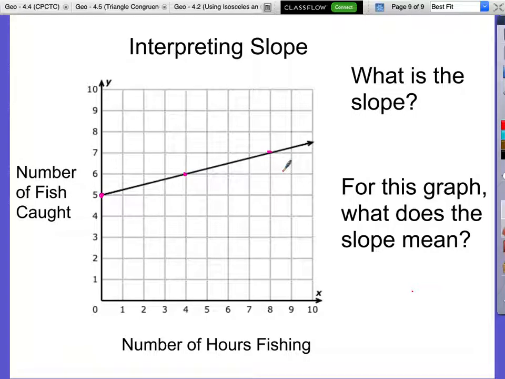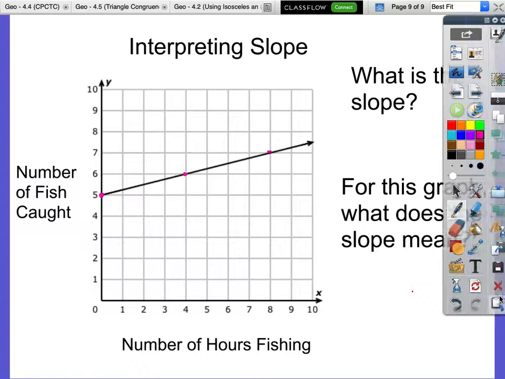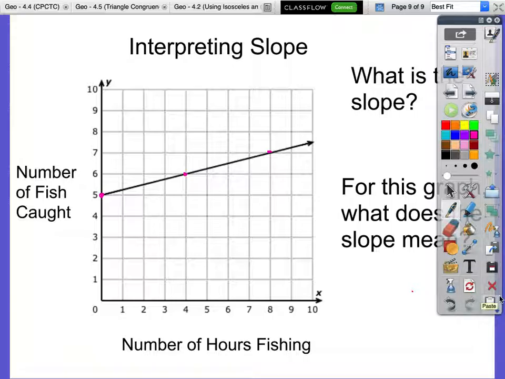Voices off. Class, voices off. Josh is going to come up and do this one. Let's go, Josh. You can bring your paper up if you want. You don't have to, though. Nice to meet you. You're finding the slope, and then you're saying what it means.